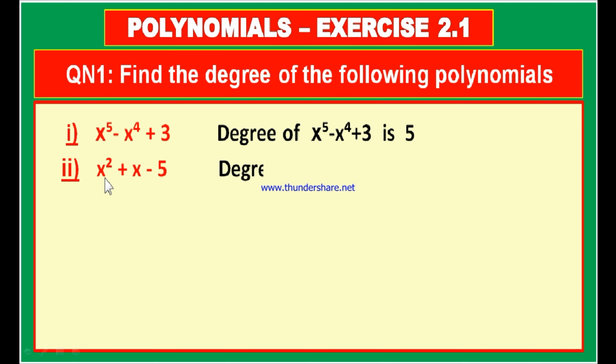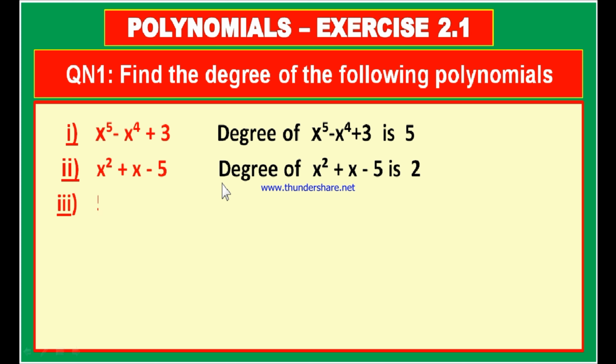The second question is x square plus x minus 5. The given polynomial is x square plus x minus 5. Again we have 3 terms. And in the first term, the exponent of the variable is 2. And in the second term, exponent of the variable is 1. x means x power 1. Minus 5 means 5 into x power 0. Therefore, the exponents of the variables in all the 3 terms are 2, 1 and 0. And what is the highest among 2, 1 and 0? Good, 2. Therefore, degree of the given polynomial x square plus x minus 5 is 2.